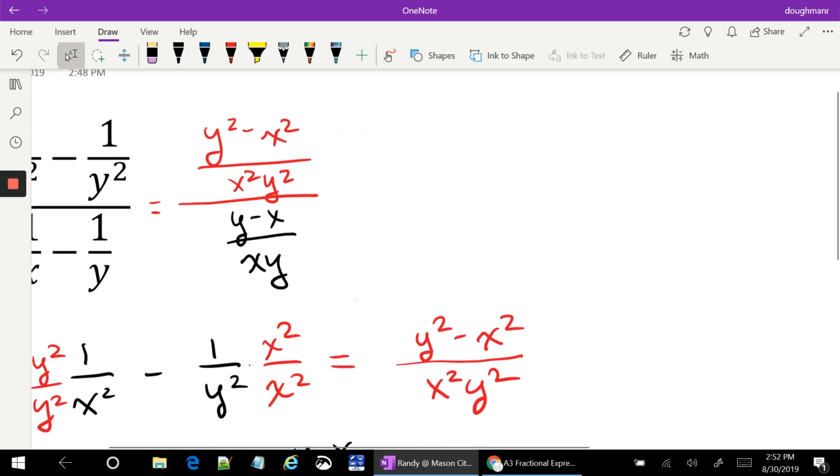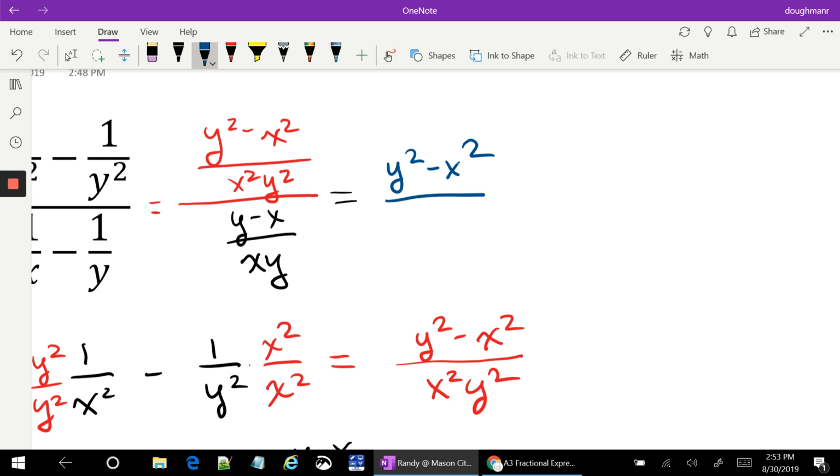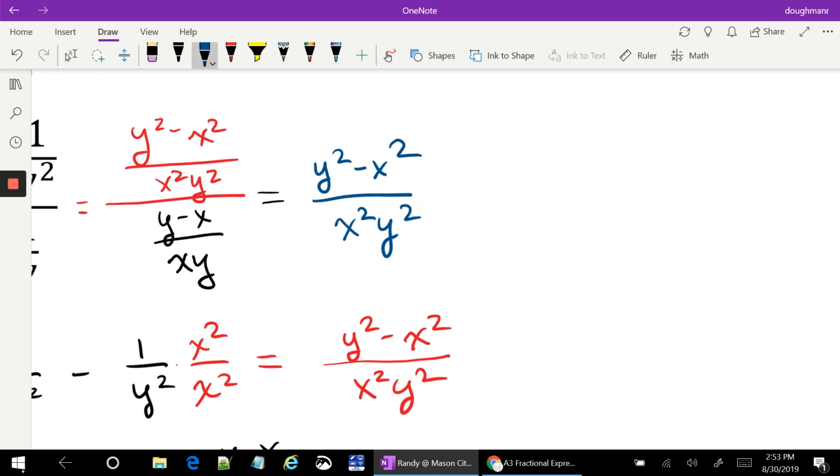Okay, now I'm going to work across. I can rewrite this because I've got a fraction divided by another fraction. So instead of fraction divided by fraction, I can do the copy, change, flip thing. So I can just copy the first fraction, y squared minus x squared over x squared y squared. Now I could write out divided by and rewrite the denominator there, but I'm just going to do it all in one step and just copy, change, flip.